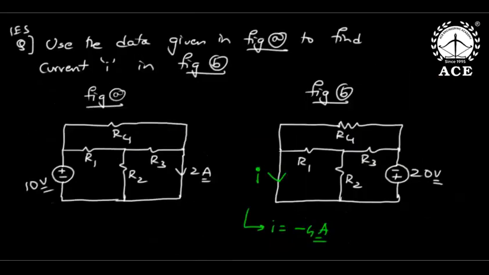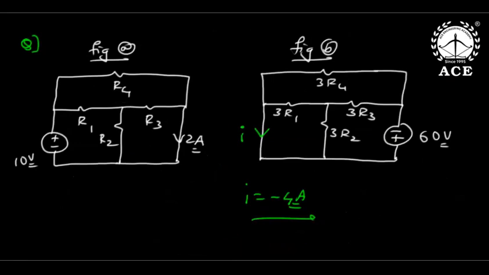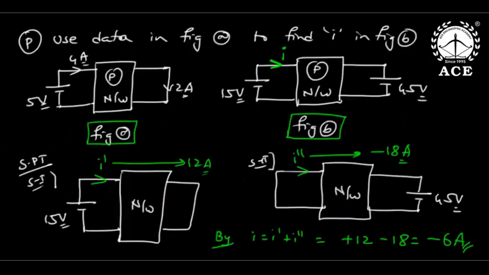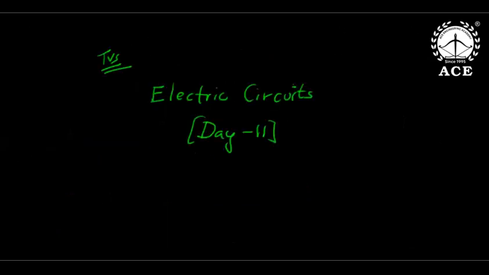Then here, use the data given in figure A to find the current in figure B. Current is -4. Then I altered this, and again the current is -4. Here you see I applied superposition first, and then reciprocity and homogeneity. Here also two sources, so first superposition, then reciprocity and homogeneity. Like that, sir, you can do a lot of problems in this area.